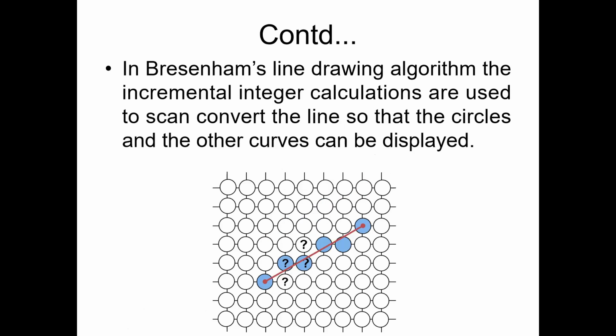Here you can see, in Bresenham's line algorithm we have to use incremental integer calculations. What is the meaning of incremental integer calculation? This is a very important term which you must remember. Suppose this is your starting point and this is your end point, then you have to find your next pixel point in an incremental way.